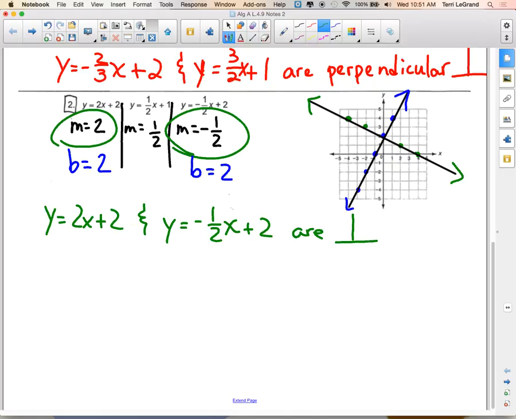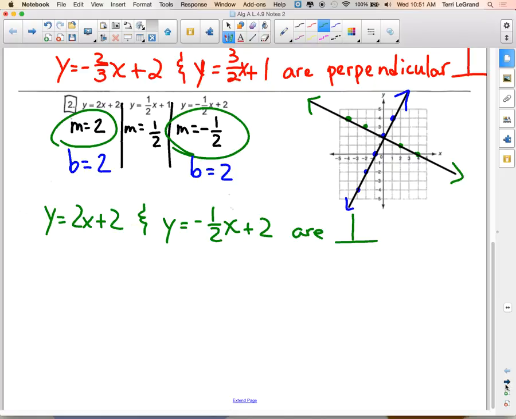This easily supports for us that they don't have to have different y-intercepts. They only have to have the other condition with the slopes, opposite reciprocals. They're opposite signs and reciprocals of each other. Okay, anybody have any questions on this learning goal? This is part of what you'll be doing in the homework.